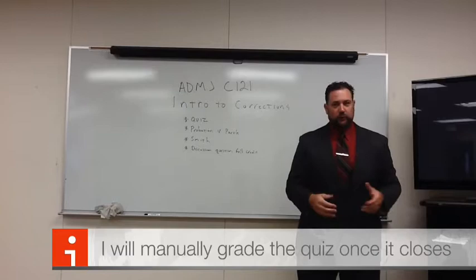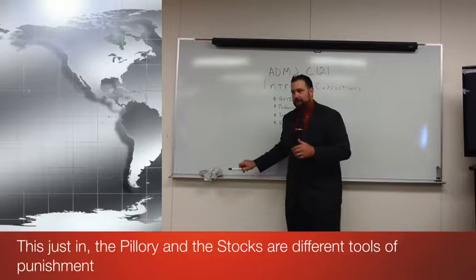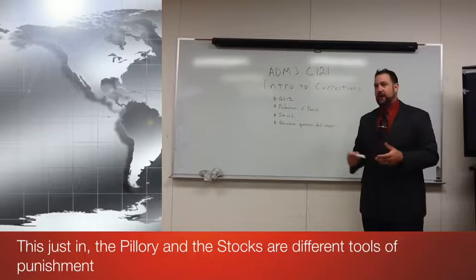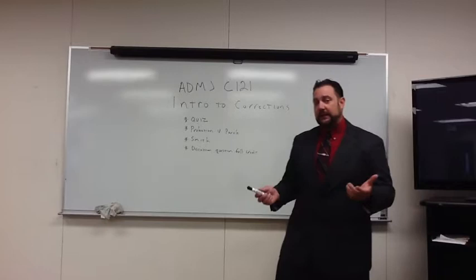One of the ones that got everybody was the pillory. It said, what punishment is depicted here? And it was actually a pillory. There is a difference between pillory and stocks. So if you said stocks, I didn't give you credit, but if you said any version of pillory, pillories, gave an explanation of the pillory, then I went ahead and gave you credit for it. So that'll probably come up in the next few quizzes and the midterm and the final.